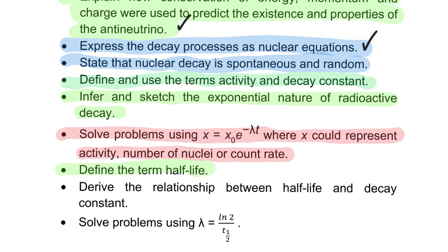Define the term half-life. Derive the relationship between half-life and decay constant. And then finally solve problems using lambda equals ln2 over t half.